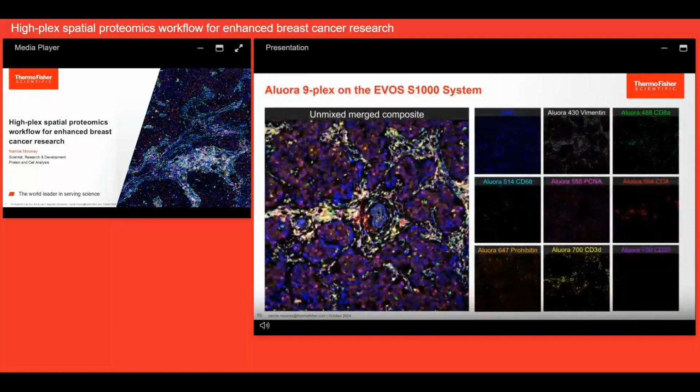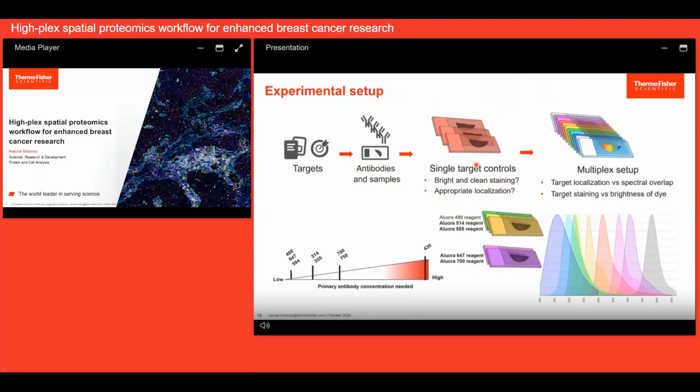So let's talk about how I produced this image specifically. So this unmerged composite with these 8 biomarkers plus DAPI. The first thing we need to think about is what targets we want to look at. So do your research, consider what you're looking into. In this case, I was looking at breast cancer markers. You want to consider your antibodies and samples, like I spoke to earlier.